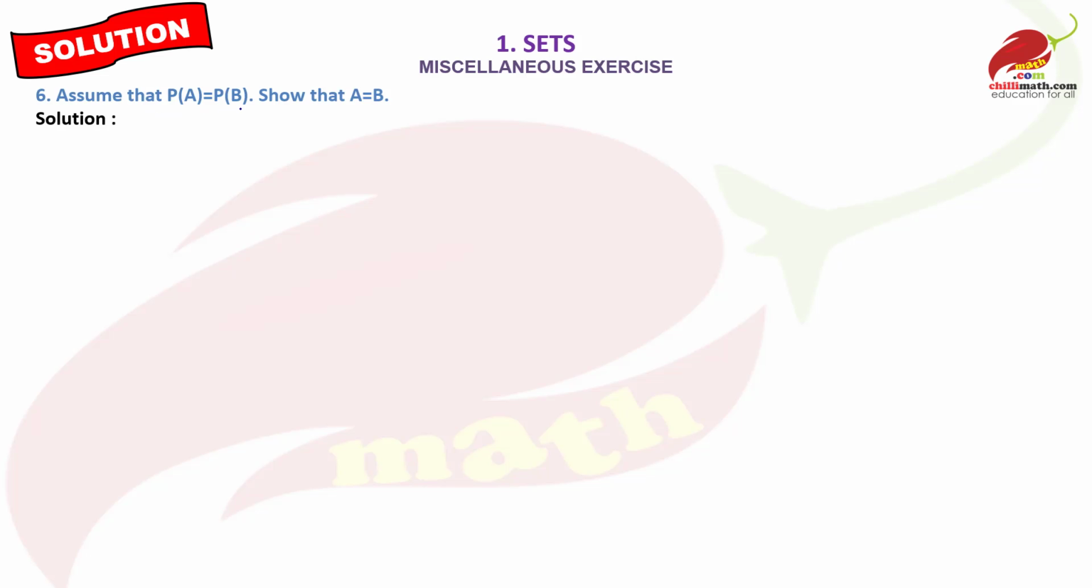Assume that PA is equal to PB, show that A is equal to B. So we start with x belongs to A. This small x we are taking as an element which is there in A, and capital X is that set in which x is there. So capital X is a subset of A, so X belongs to the power set of A. So X will be an element of PB also, because we are given PA is equal to PB.